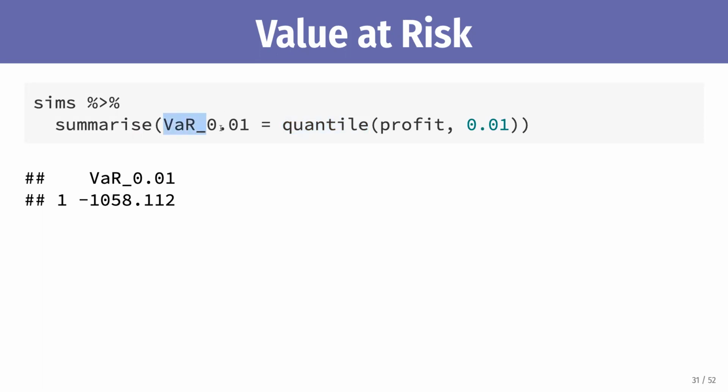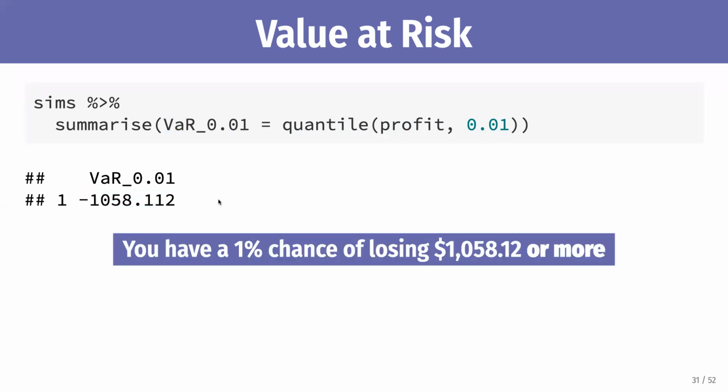The value at risk for alpha equals 0.01, or for a 1% risk, is going to be like this. You'll just use the quantile function, plug in the name of the column that indicates your return. And the second argument is going to be which percentile you're interested in. So in this case, 0.01. And so here we get 1,058.